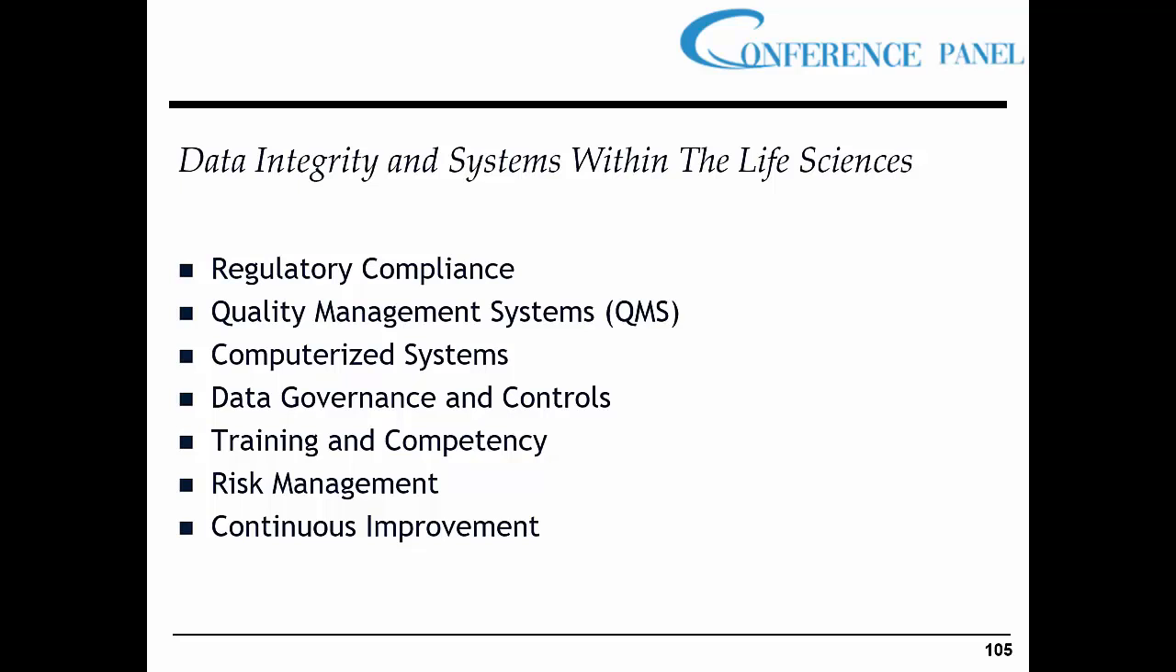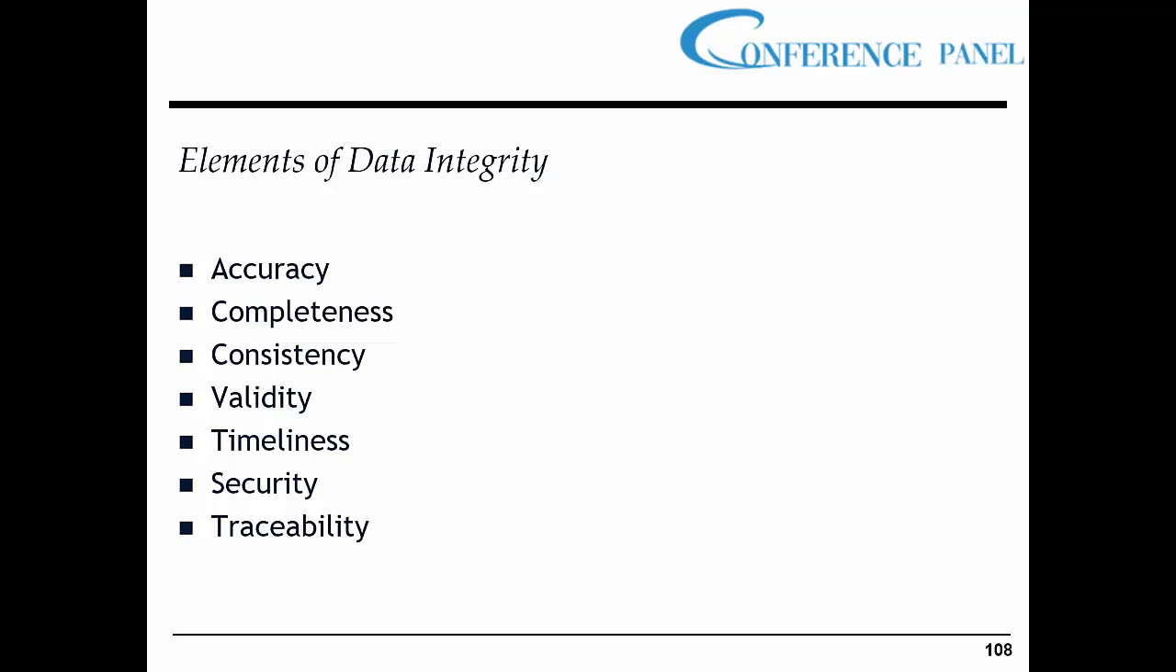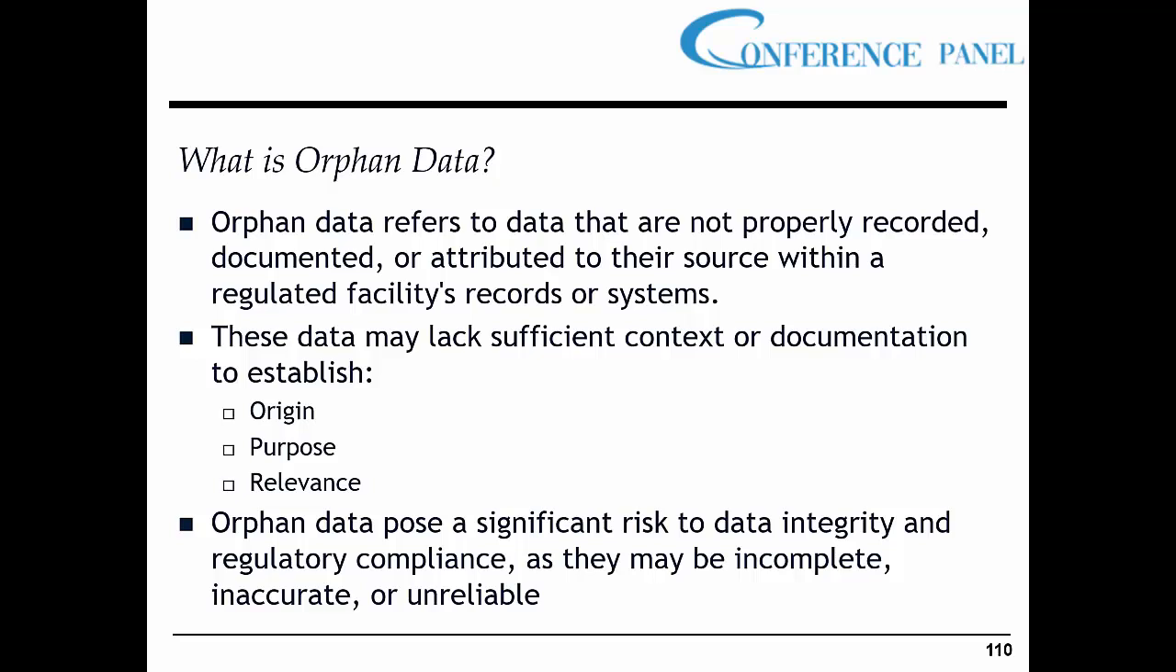Now, what are some basic elements of data integrity? Now, a word about orphan data, because that word often comes up. Now, orphan data refers to data that are not properly recorded, documented, or attributed to their source within a regulated facility's records or system.